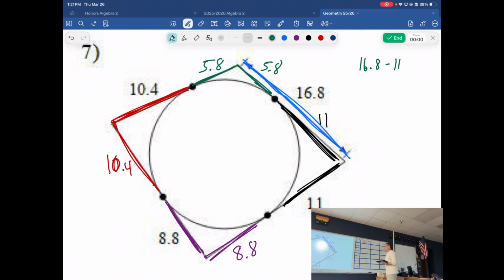Now I got to do the perimeter. And I go, hey Siri, what's 5.8 plus 5.8 plus 11 plus 11 plus 8.8 plus 8.8 plus 10.4 plus 10.4? And Siri got bored with me? What would Siri get if she actually listened to me? 72? Everybody agree it's 72?